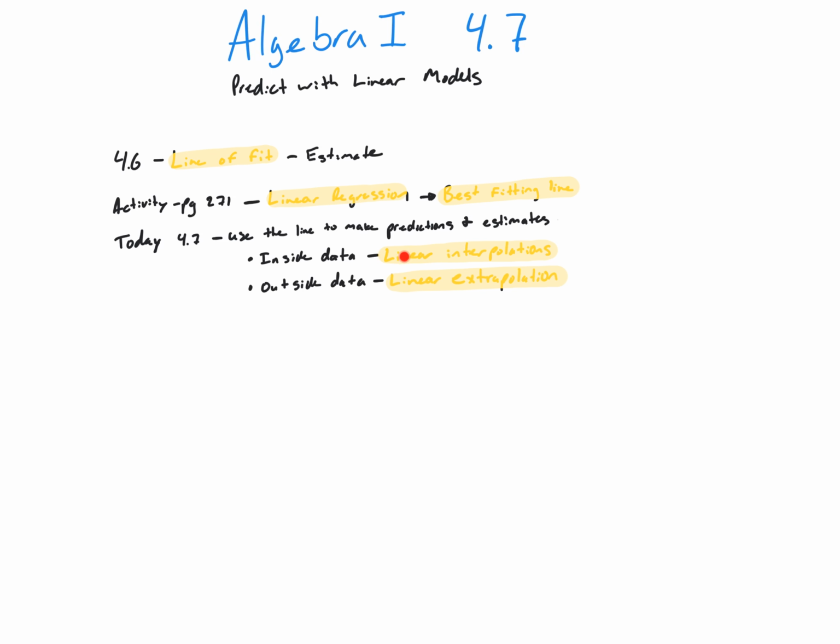Now, when we do interpolation, that is generally considered to be pretty accurate because it's within the data that you already have collected. When we do extrapolation, the further you extrapolate, meaning the further away you get from your data, it tends to be less accurate, and we'll see that more here in a minute.